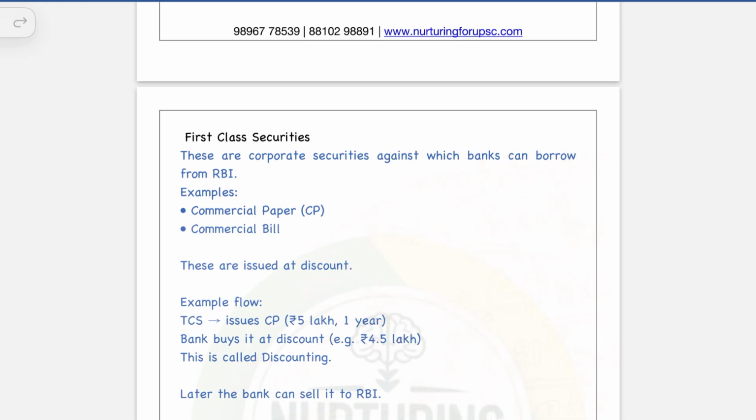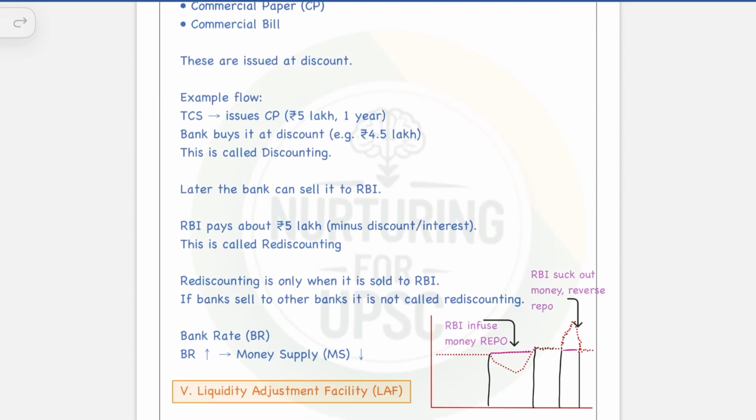And this works across commercial papers, commercial bills, and T-bills also. When we discuss fiscal policy and government debts, they are zero interest or zero coupon securities. So an example would be: TCS, let's say, issues commercial papers of 5 lakh rupees for 1 year. A bank buys them at a discount. Since they will mature and be of the value of 5 lakh rupees at the end of 1 year, but at this point the bank only has to pay 4.5 lakh rupees. This is called discounting.